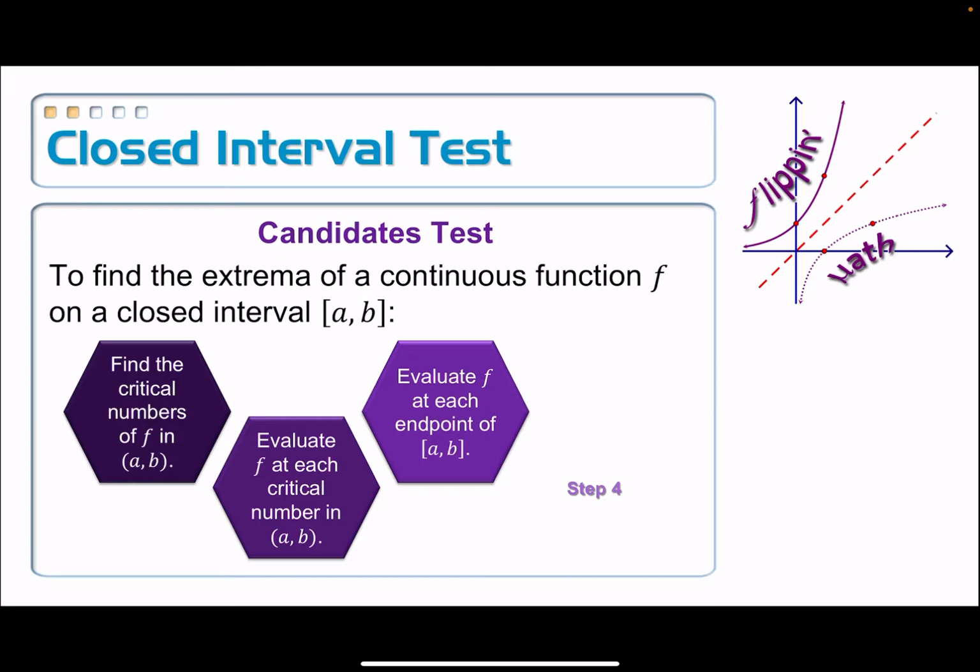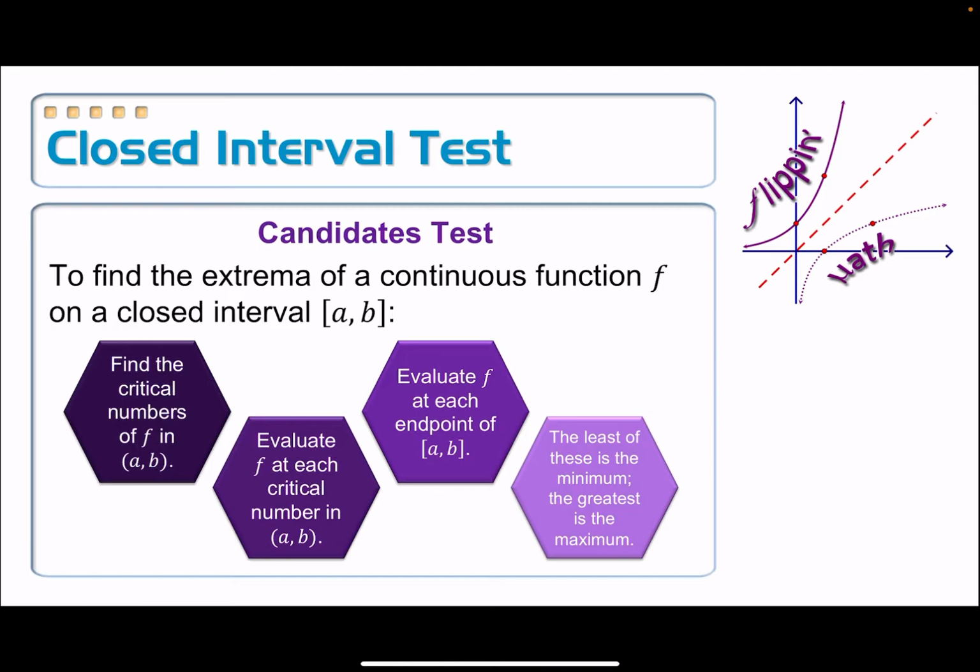How do I tell which one is the absolute minimum or which one is the absolute maximum? Well, at this point, it's going to be painfully obvious because now you just see which is the biggest, that's the absolute maximum, which is the smallest, that's the absolute minimum, and that's it.